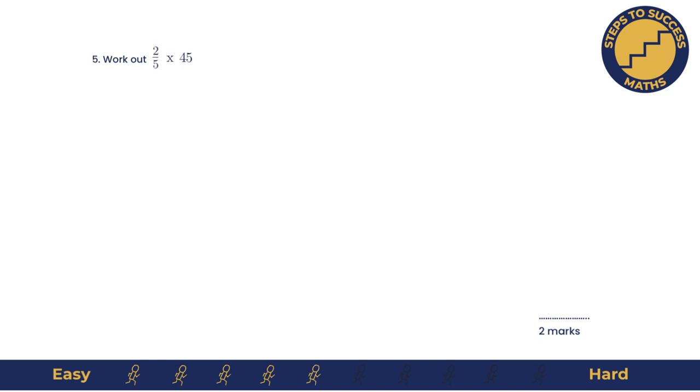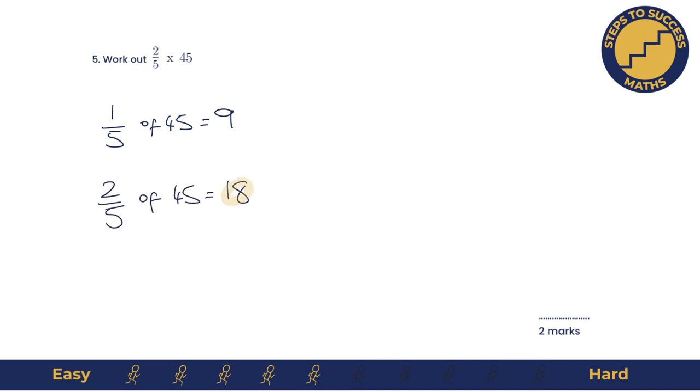Question 5. Work out 2 over 5 times 45. This might look easier than the last question, but actually it's one that you often find a common mistake being made. So you can think of it two ways. You can say, work out 1/5 first. So what's 1/5 of 45? And 45 split into 5 pieces would be 9. And then I actually want 2/5 of 45, so I could double it to get 18.